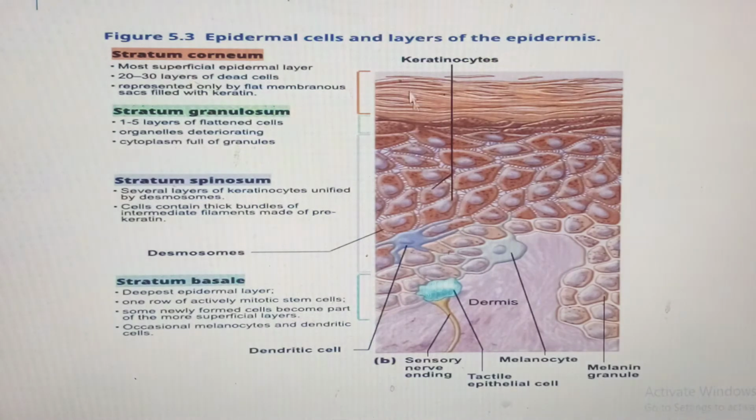And as we said, the mitotic activity in the basal layer replaces the cells in the spinous layer, and then from the spinous layer they go into the granular layer, then from the granular layer into the lucid layer, and of course into the corneal layer. So the exfoliation or desquamation happening in the stratum corneum is compensated by the mitotic activity in the basal layer.